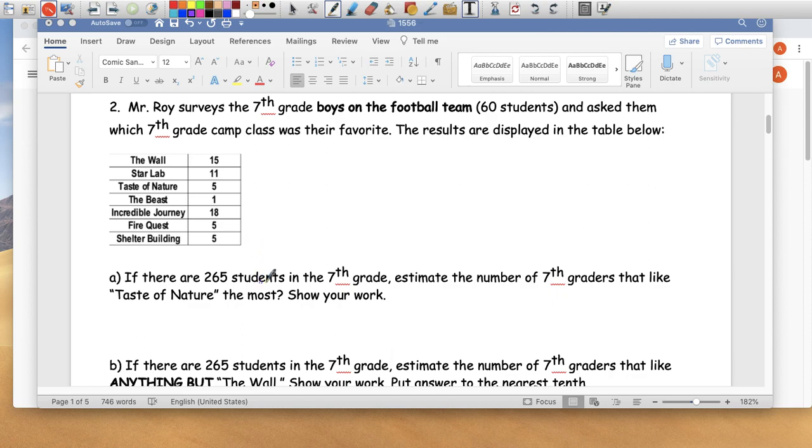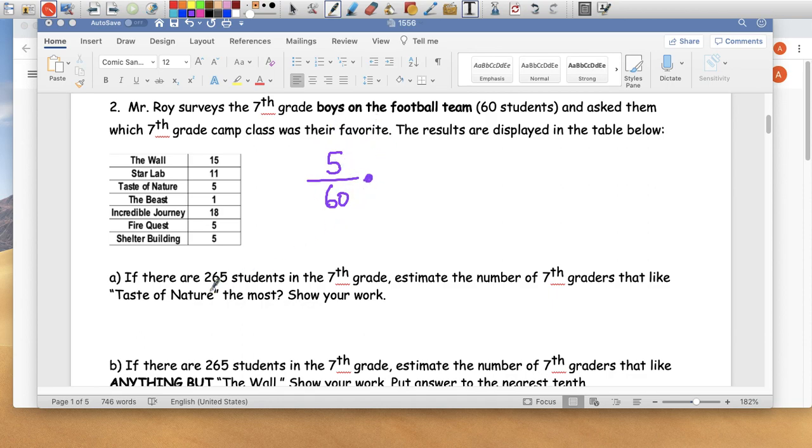We want to know that if we were to ask 265 people, how many of them would have said Taste of Nature? So let's use what we got on our survey. How many people said yes to Taste of Nature? 5 kids said they loved the Taste of Nature class in camp. So 5 out of 60. That's how the sample behaved: 5 out of 60 kids said yes.